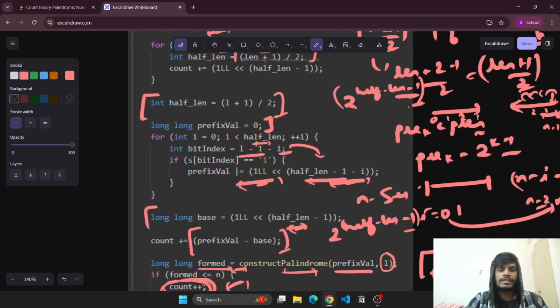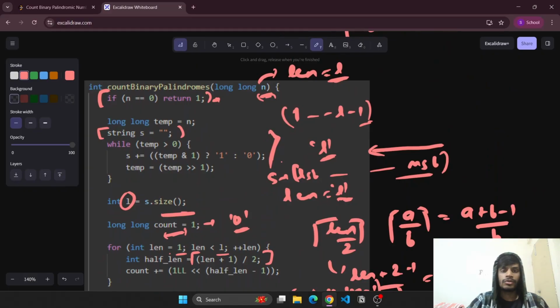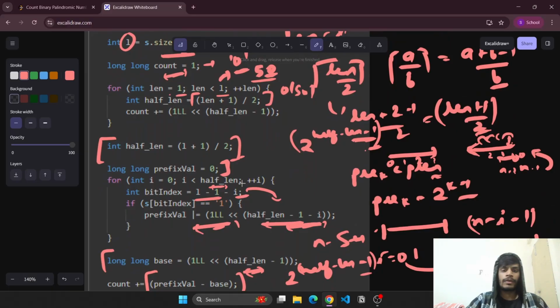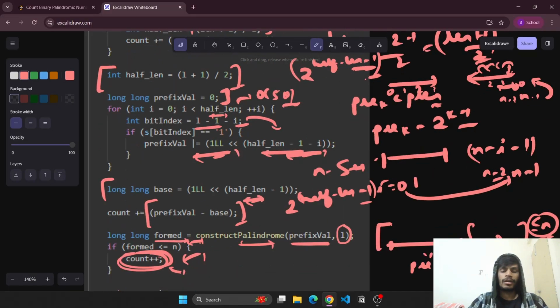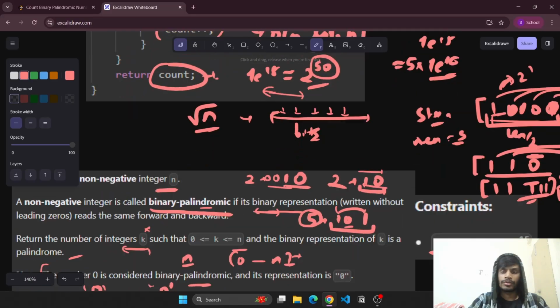Let's discuss the time complexity as well. We see that the maximum n can go up to 2 to the power 50, so this L that we have here will go up to 50. We are going through all the L's, which will be of the order of 50, and here also we are going till half of n, which will be of the order of 50. Hence the time complexity is of constant order only. So this will be the most optimal approach for this problem.